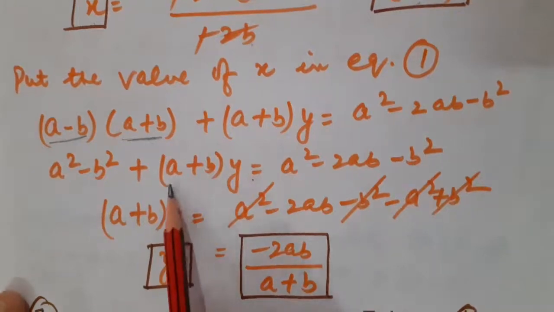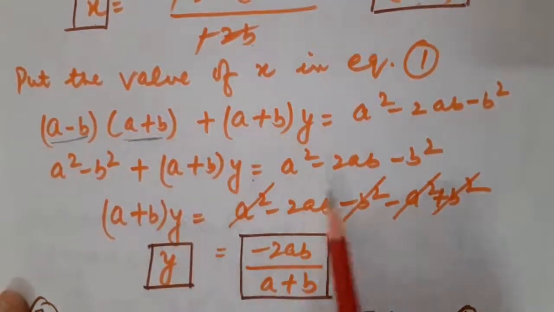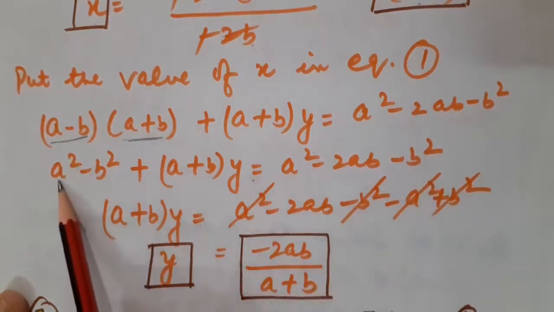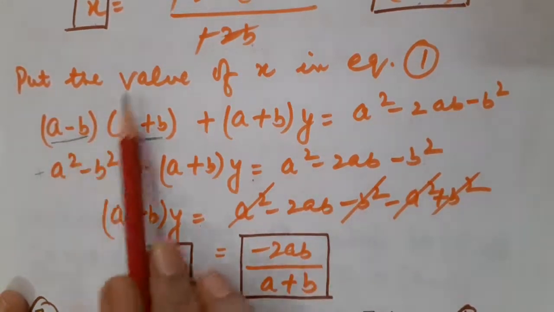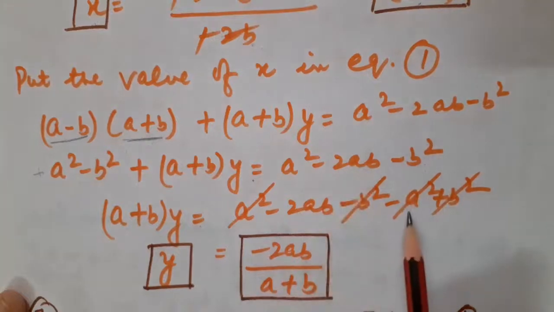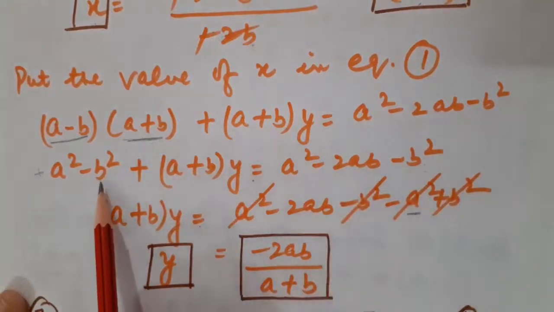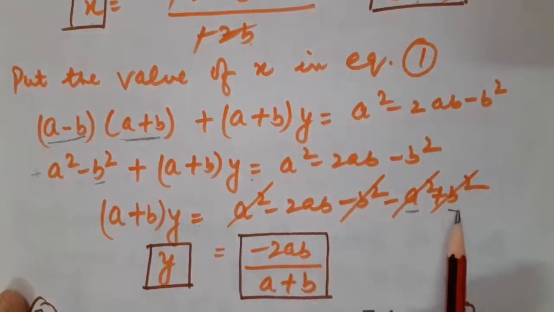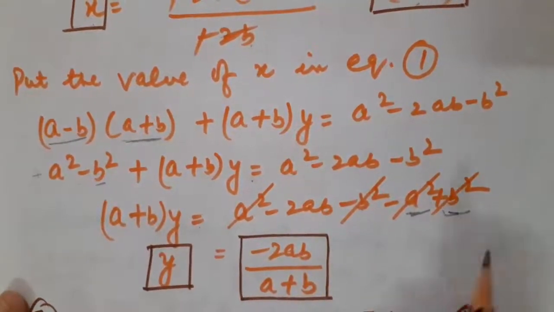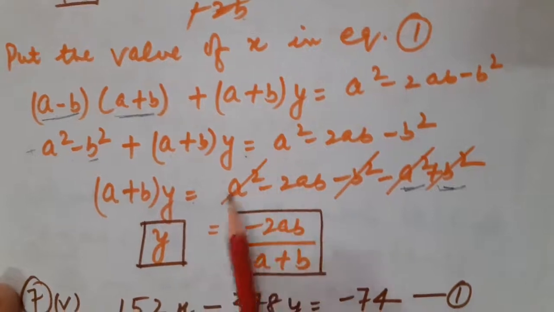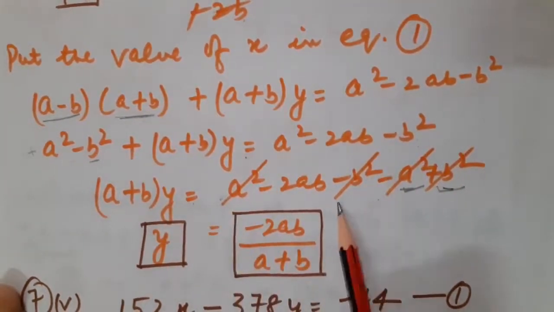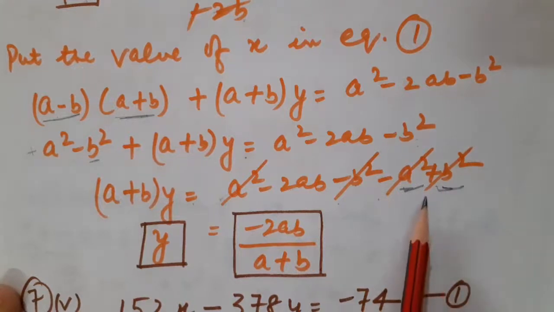Now, (a plus b) into y is equal to a square minus 2ab minus b square. This is with the plus sign, it will go on the right hand side. So it would become minus a square. This is with minus b square, it will go on the other side of equal to and become plus b square. Understood, children? Okay. Now a square with positive sign and a square with negative sign cancelled. b square with negative sign and b square with positive sign cancelled.